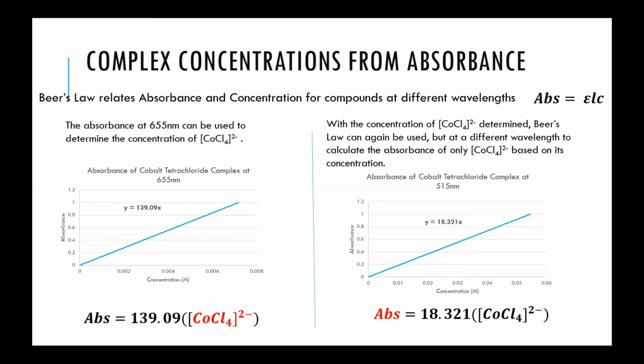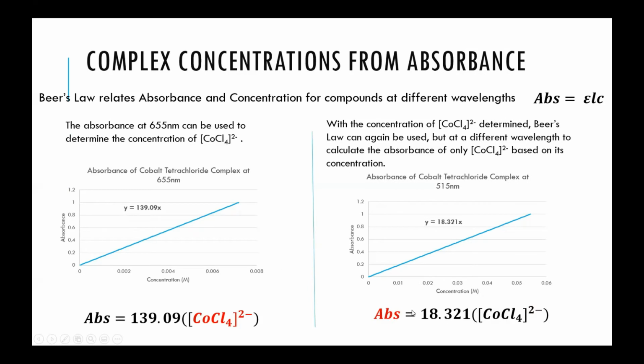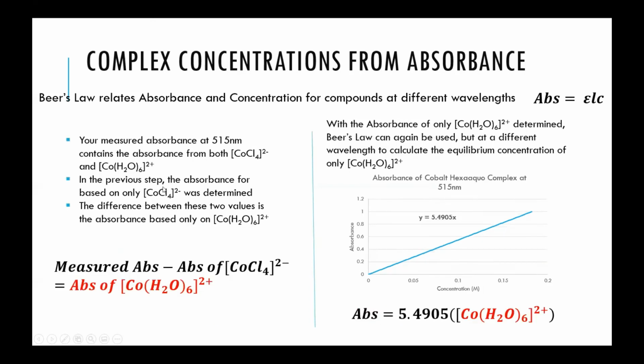It contains absorbance from both the cobalt tetrachloride complex and the cobalt hexaaqua complex. So once you have the absorbance of the cobalt tetrachloride at 515, you're going to be subtracting that from your measured absorbance.